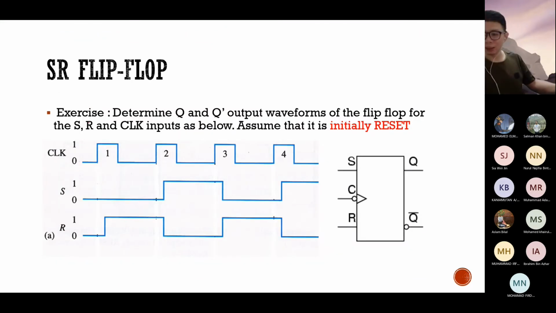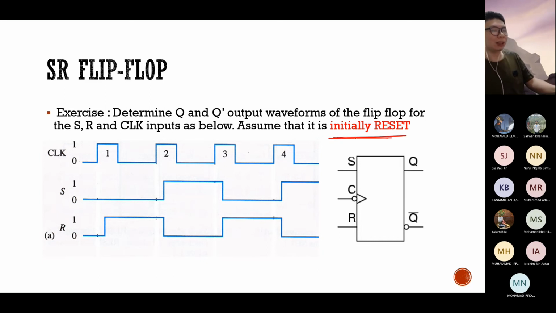Okay, so this is a simple exercise for everyone today. All right. So this is the SR flip-flop. I'd like everyone to go back and do this exercise. The exercise will be to determine the Q and Q bar output waveform for the flip-flop for the S, R, and clock over here as below. Assume that it is initially reset.